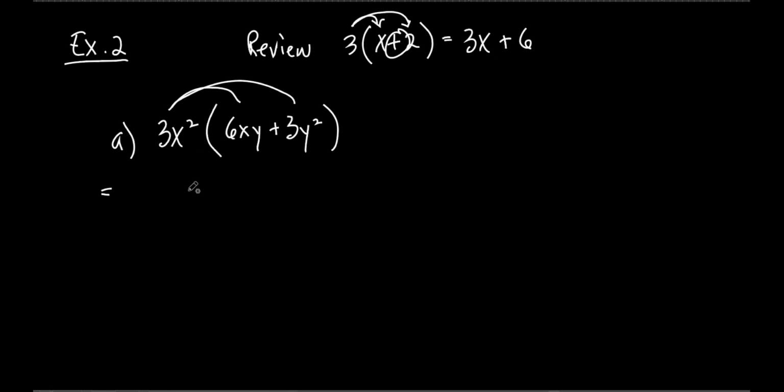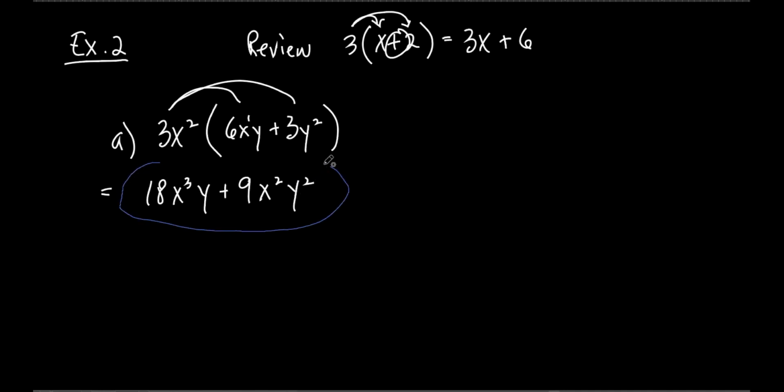So here we go. 3 times 6 is 18. X squared times x, that's x cubed. Why? Because we add the exponents. And then there's no y here, but there is a y here, so we got to multiply it there. So that's my first term. Plus, then we do it to this. We take that whole entire 3x squared, we multiply it by this whole entire 3y squared. So 3 times 3 is 9. There's no x's to multiply, so I just keep it x squared. There's no y's to multiply, so I just keep it y squared. That's it. We're done. It's as easy as that.